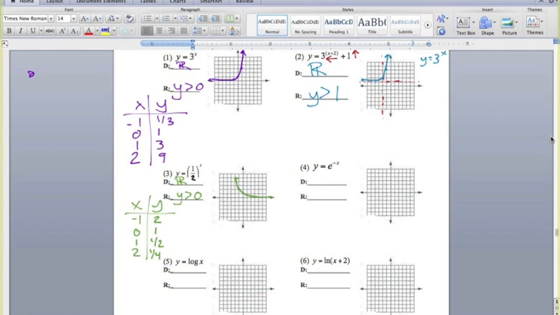Number 4. We're going to make an XY chart. And we have to be careful because in our function, there's already a negative on the x. So when we plug in a -1, we've got e to the -(-1), which is really e to the first. We plug that in the calculator and we get about 2.7.